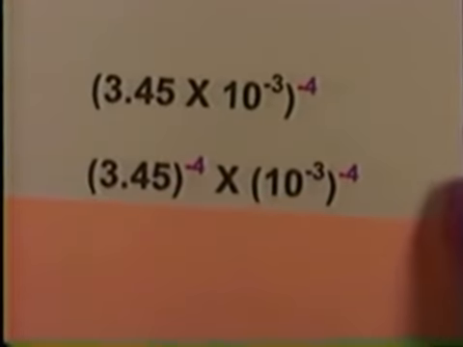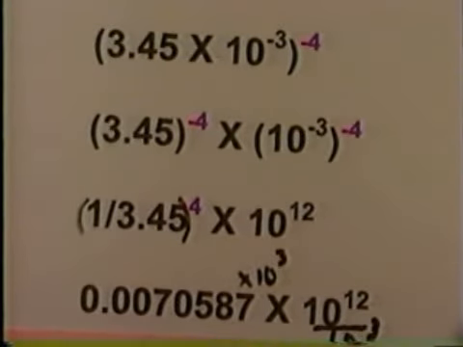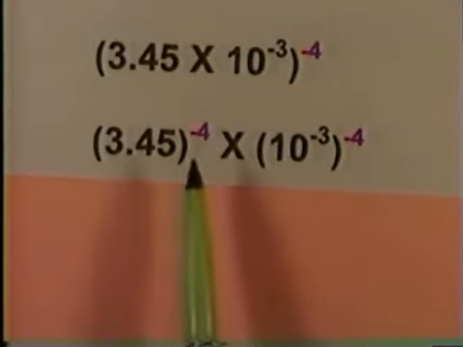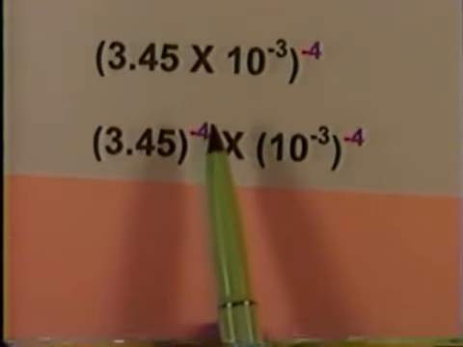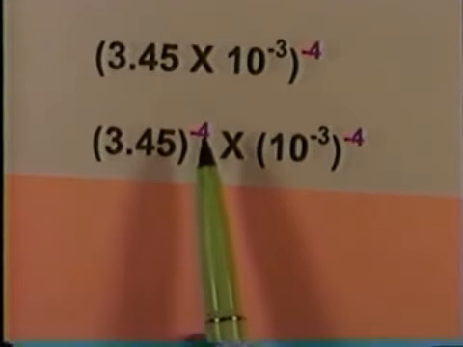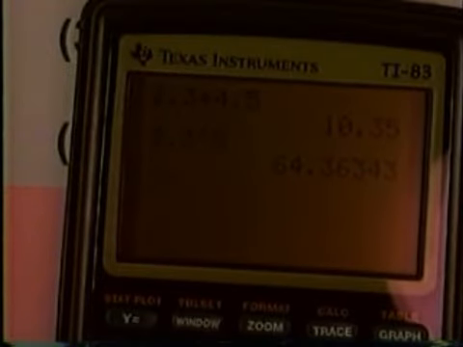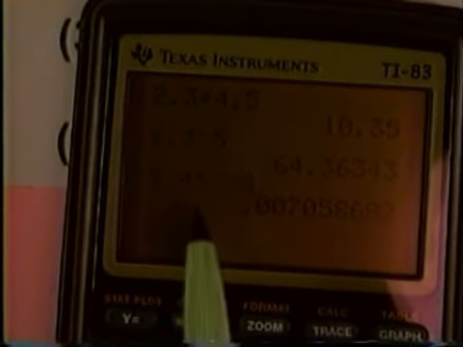Let me point something else out. Here, I showed you how to get the 0.0070587 by taking the reciprocal. What I wanted to do was re-emphasize that if you have a negative exponent, you can evaluate it by doing the reciprocal to the positive exponent. Of course, with most calculators, you can raise to the negative power with no problem. So like with the TI-83, I can do the 3.45 raised to the negative 4 with no problem. And you can see we got the same answer. So as you do your exercises, you might want to do it the easier way.